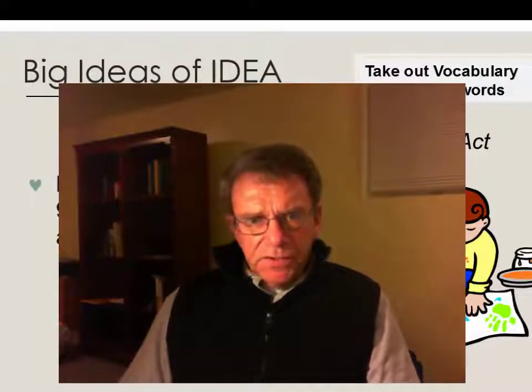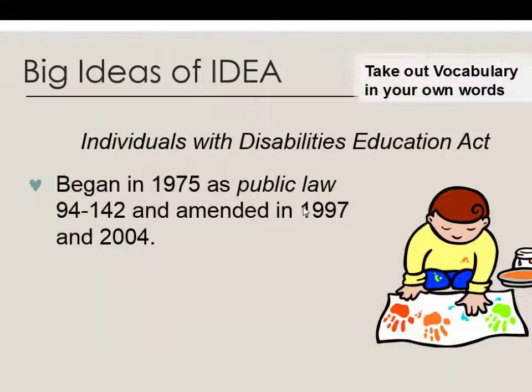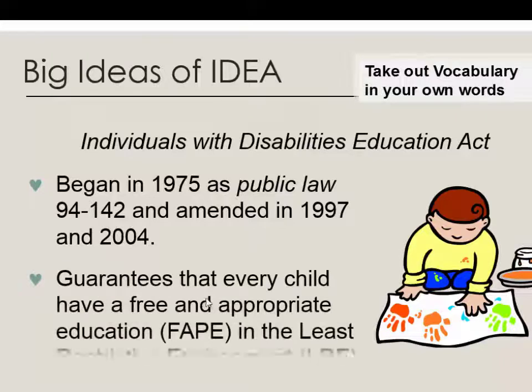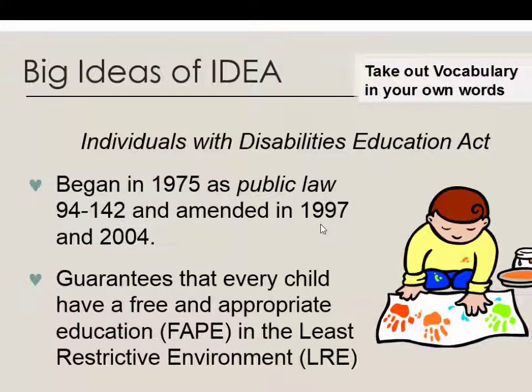So the Individuals with Disabilities Act, IDEA as it's known, began in 1975 as Public Law 94-142 and was amended in 1997 and again in 2004. When I worked in Massachusetts, in 1973 is when I started working in special ed, and that's when the state of Massachusetts came up with a law that the federal government mirrored. I can't remember what the name of the law was, but Massachusetts was using it first.